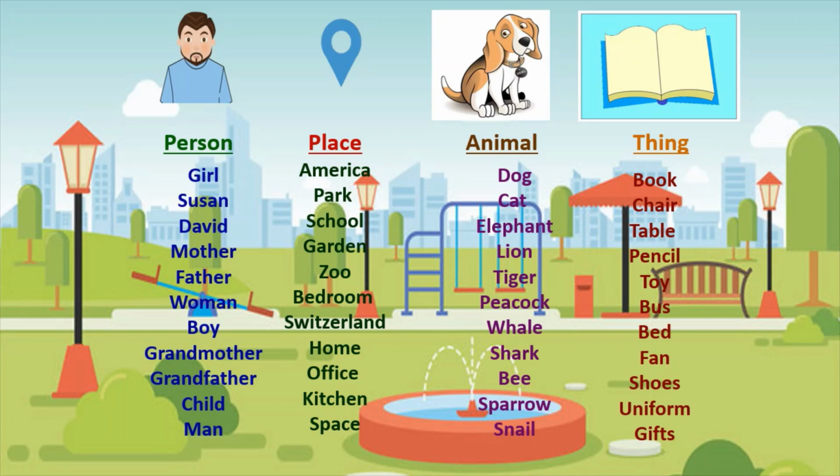Under place, there is America, park, school, garden, zoo, bedroom, Switzerland, home, office, kitchen, space, and so on. Under animal, there is dog, cat, elephant, lion, tiger, peacock, whale, shark, bee, sparrow, snail, and so on. And under thing, there is book, chair, table, pencil, toy, bus, bed, fan, shoes, uniform, gifts, and so on.